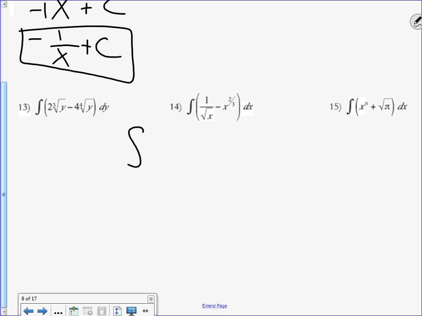Let's rewrite this. 1 over the square root of x is x to the negative 1/2. Oh, this is nice. They've already left it as x to the 2/3. Okay. So let's integrate the x to negative 1/2. Add 1 to the exponent. That's negative 1/2 plus 1.